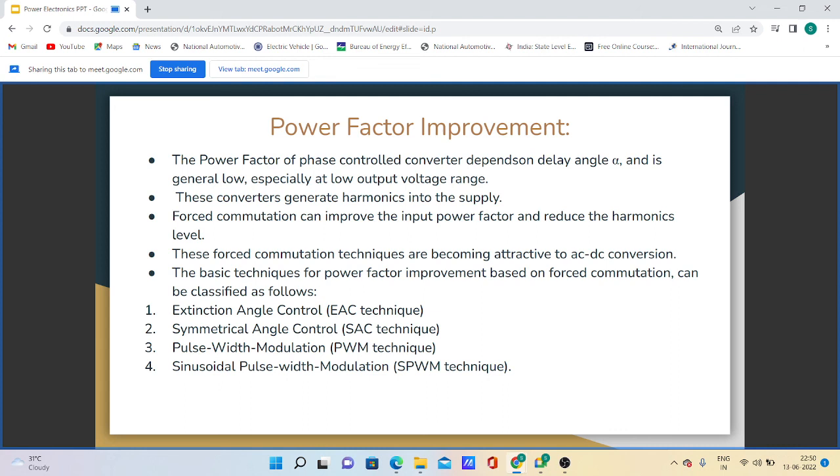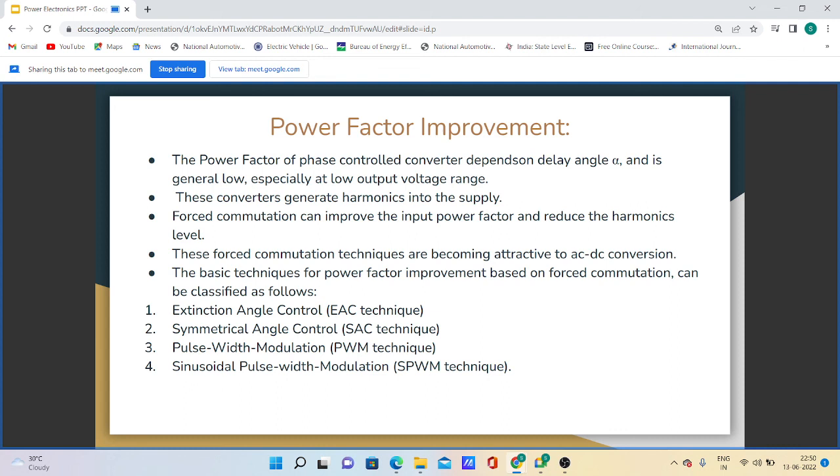So the power factor of phase control converter depends on delay angle, as I said. Second, these converters generally generate harmonics into the supply. Force commutation can improve the input power factor and reduce the harmonics level. This force commutation can be generated by applying a freewheeling diode in a circuit. These force commutation techniques are becoming attractive to AC to DC conversion of voltage.